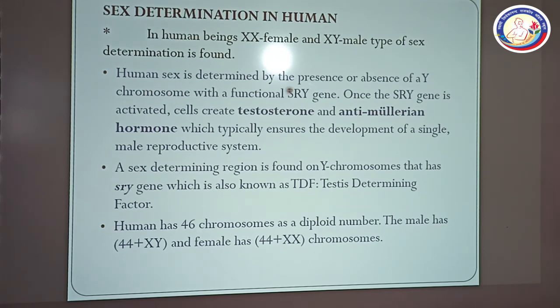Human sex is determined by the presence or absence of a Y chromosome with a functional SRY gene. Once the SRY gene is activated, cells create testosterone and anti-Mullerian hormone. Basically, the SRY gene will produce testosterone and AMH, anti-Mullerian hormone, which typically ensures the development of a single male reproductive system. A sex-determining region is found on the Y chromosome.